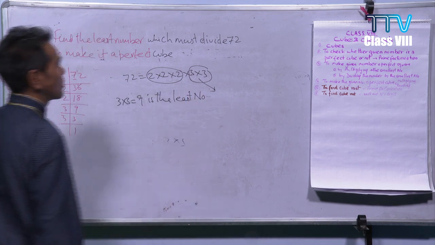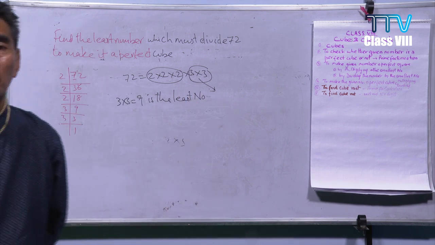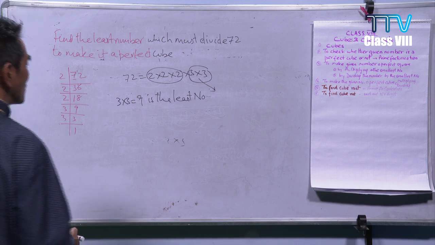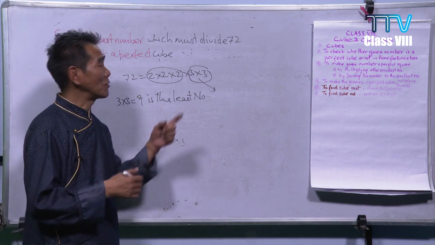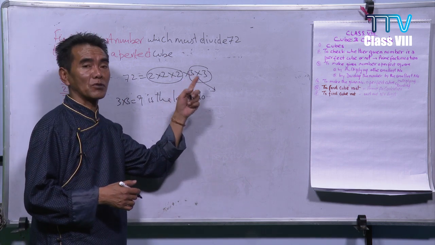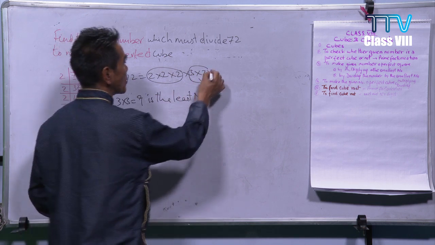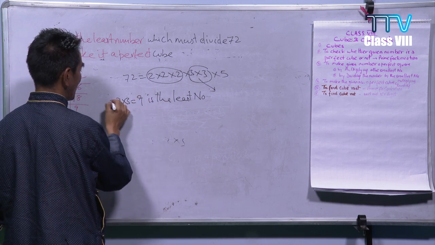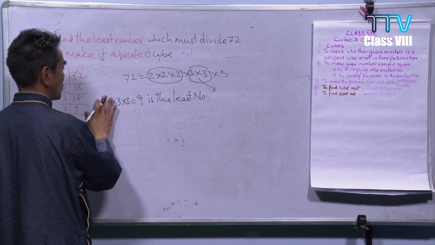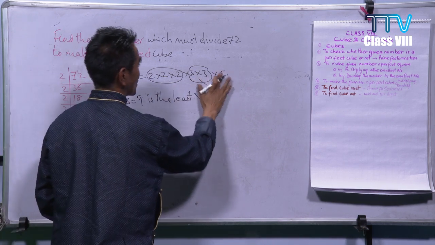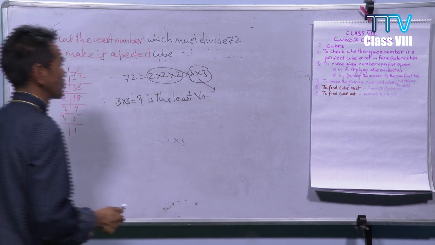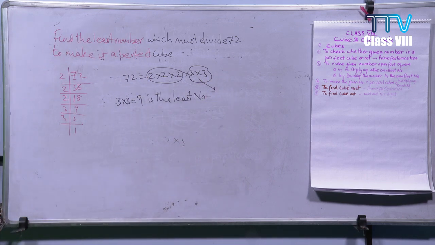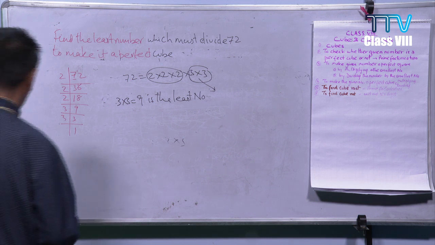The least number which must divide 72 to get a perfect cube: for the perfect cube, division goes by the factor. How much is that? For 5, it means multiply by 5. Okay, perfect cube, so that is done.